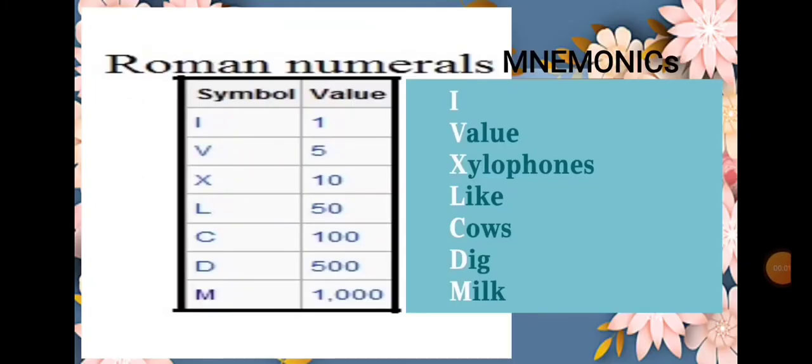So let us learn the mnemonic for Roman numbers. I Value Xylophones Like Cows Dig Milk. This phrase will always help us remember these alphabets and their symbol values: symbol I value 1, symbol V value 5, symbol X value 10, symbol L value 50, symbol C value 100, symbol D value 500, symbol M value 1000.